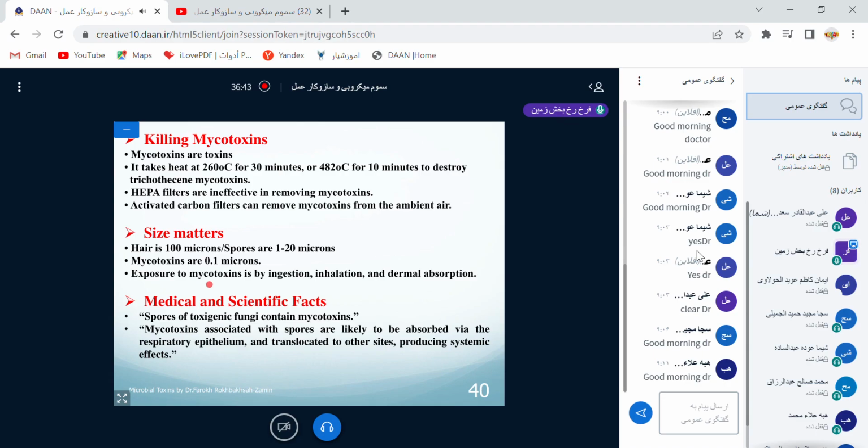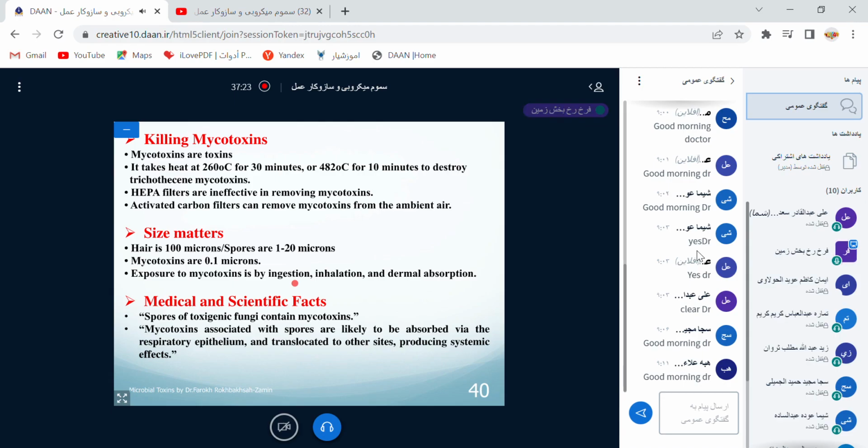Exposure to mycotoxins is by ingestion, inhalation, and dermal absorption. So there are three ways for these mycotoxins to come to our body. Some mycotoxins are produced by fungi in our food before eating. Then we eat contaminated food containing mycotoxin. So it is ingestion.